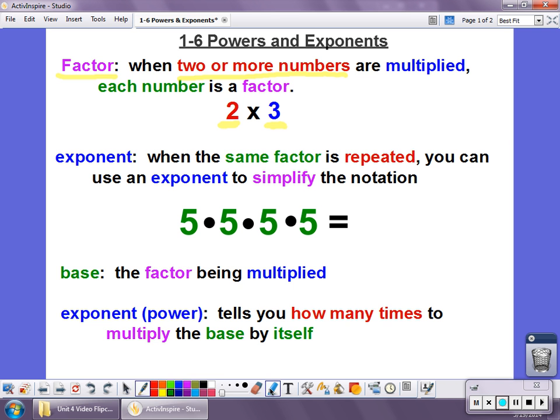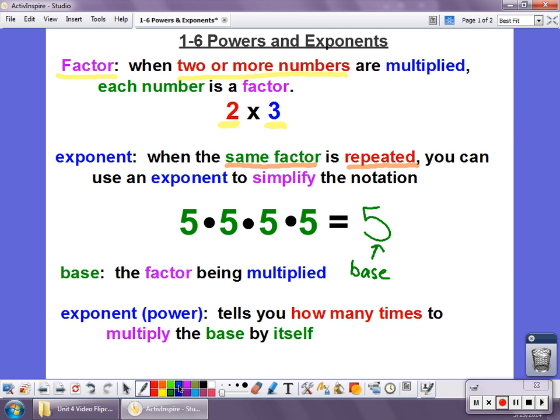Now, exponents are a shortcut way to write a multiplication problem when you have the same factor that's repeated over and over again. So let me show you. In this multiplication sentence, I have 5 times 5 times 5 times 5. So I have that factor 5 multiplied over and over again. The way we would write this using an exponent is you take the factor that is repeated and you write that as your base. So your base is the factor that's being multiplied over and over again.